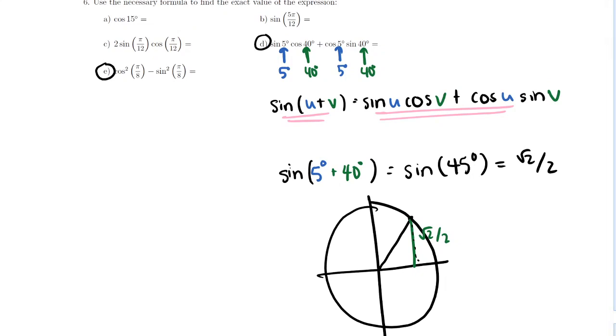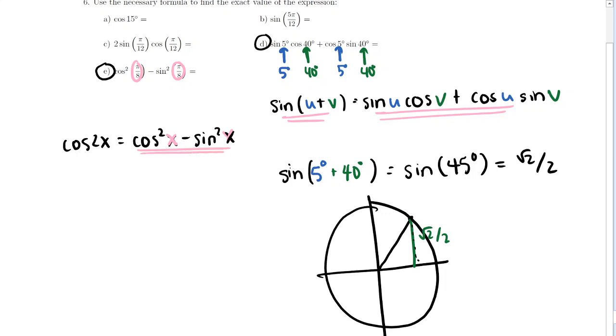Okay, what about this expression here for part E? Well, this is from the cosine double angle identity. So one of the double angle identities for cosine is cosine of 2x is equal to cosine squared of x minus sine squared of x. And so in this case, we're saying that x here is exactly pi over 8. So we have this cosine squared of pi over 8 minus sine squared of pi over 8. It's identical to our expression on the right. We can rewrite it in terms of the expression on the left, cosine of twice that angle.